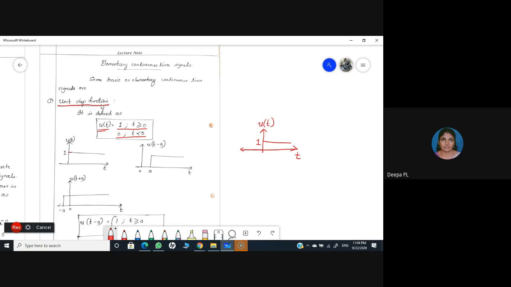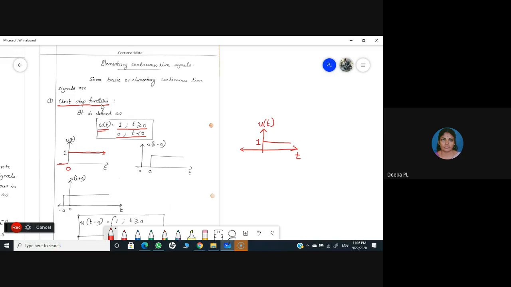The amplitude is not continuously varying, it is maintaining its constant value 1 from t equal to 0 to infinity, and it is equal to 0 from minus infinity to 0. So this is actually the unit step signal.